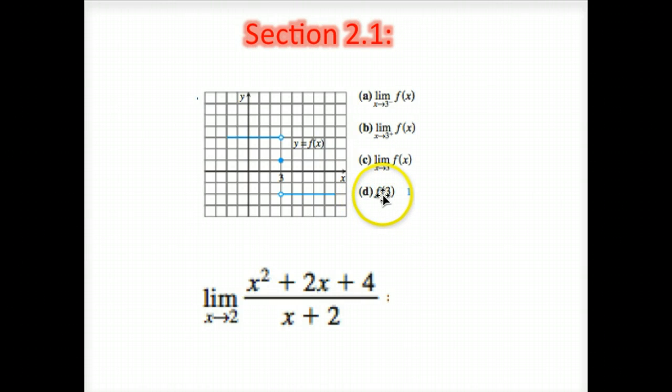What is f of 3? Well, what this is saying is if you plug 3 into the function, what would you get for an answer? Well, you would get +1, because that's where the function is defined at 3.